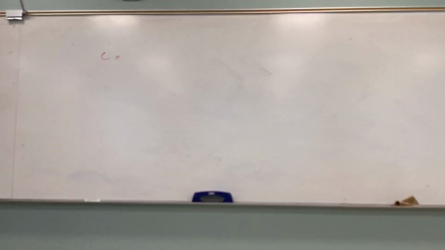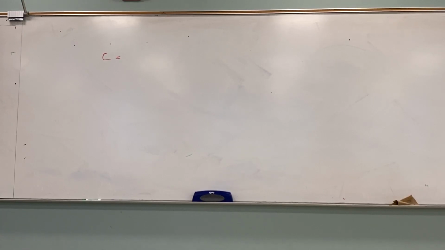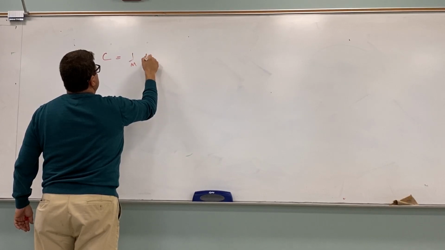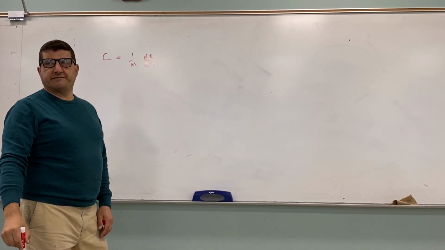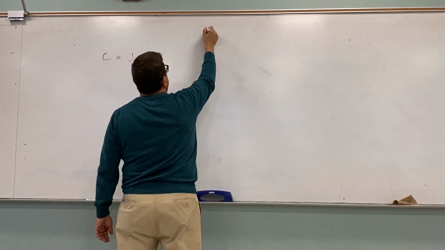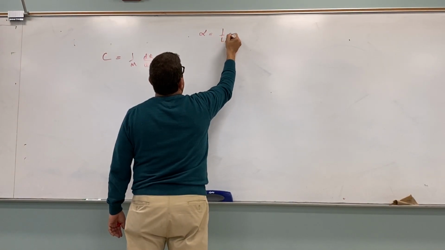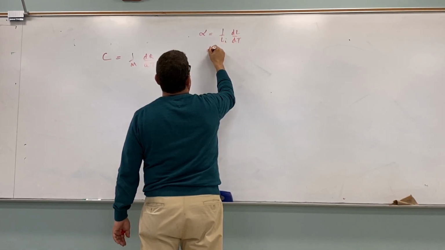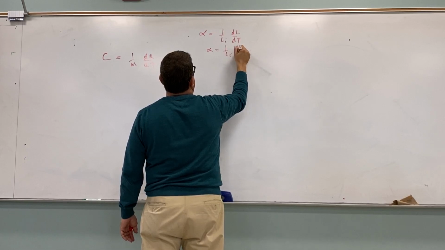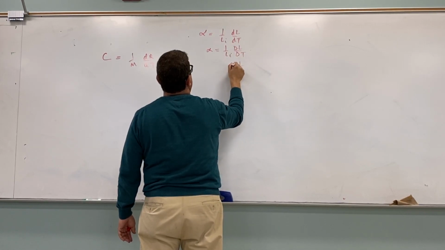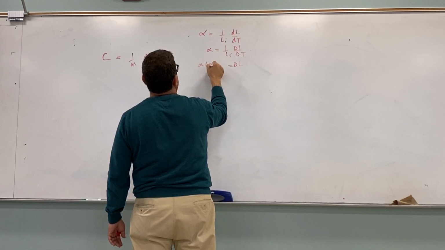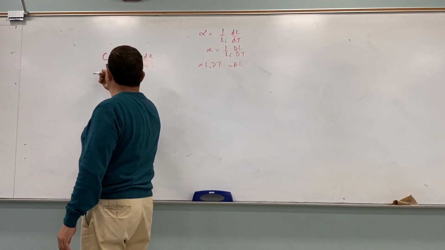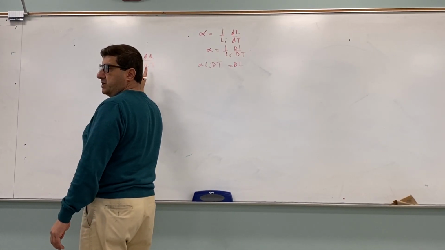So you could write it like this: 1 over m, dQ/dT. Again, it kind of looks like the definition of alpha almost. Alpha is 1 over L initial, dL/dT, but then when alpha is constant, we say 1 over L initial, delta L over delta T. Then it just becomes like that. So this one is also a derivative, 1 over mass, dQ/dT.